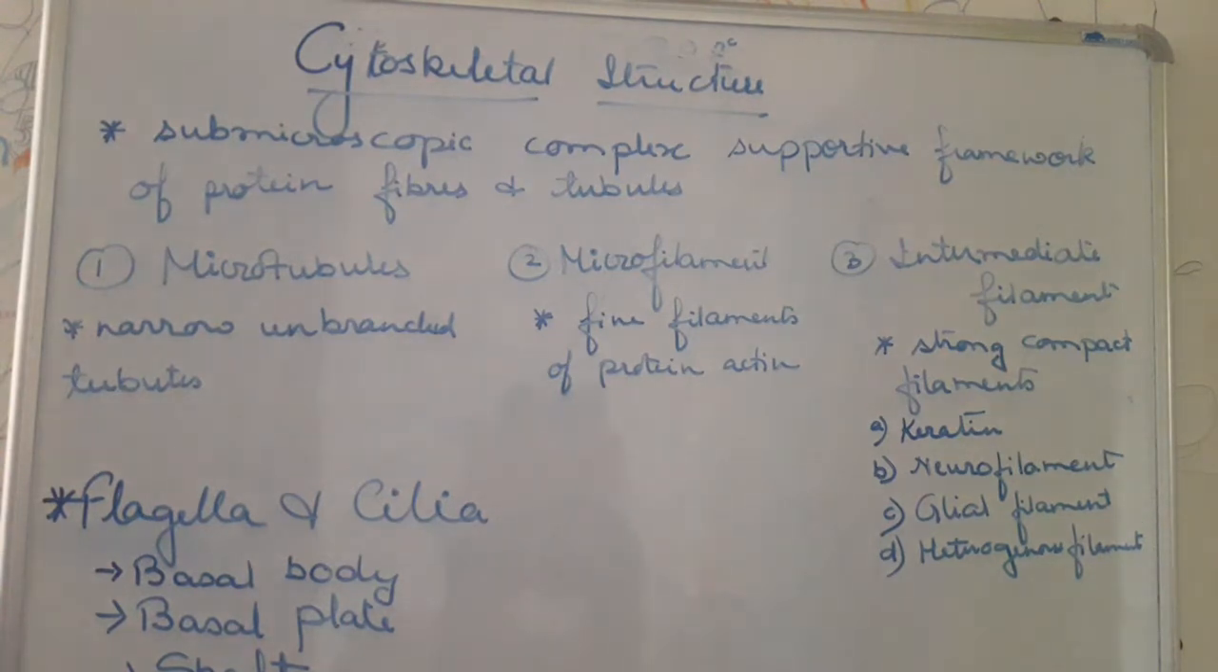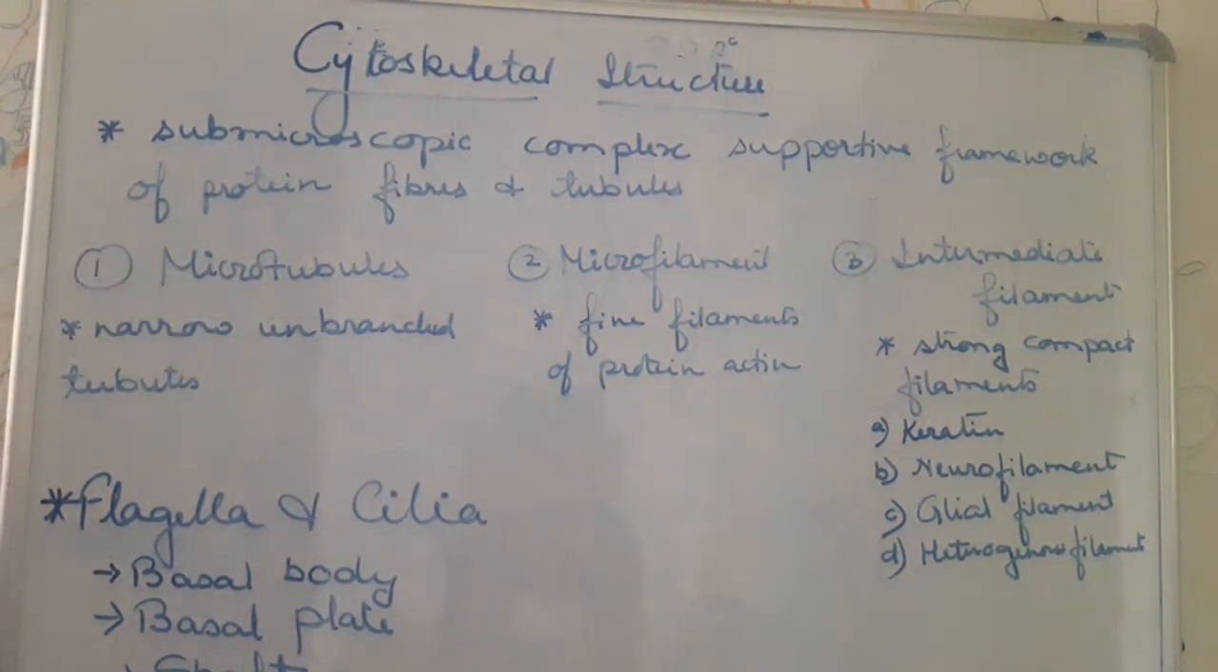Their main function is to provide the mechanical support, maintain shape of cells and its extensions, bring about colloidal changes and regulate the distribution and orientation of cell organelles. Okay, so they are the main supportive framework of a cell. These are basically present in the eukaryotic cells and are not there in the prokaryotic cells. Now there are actually three types of cytoskeletal structures: microtubules, microfilaments and intermediate filaments.